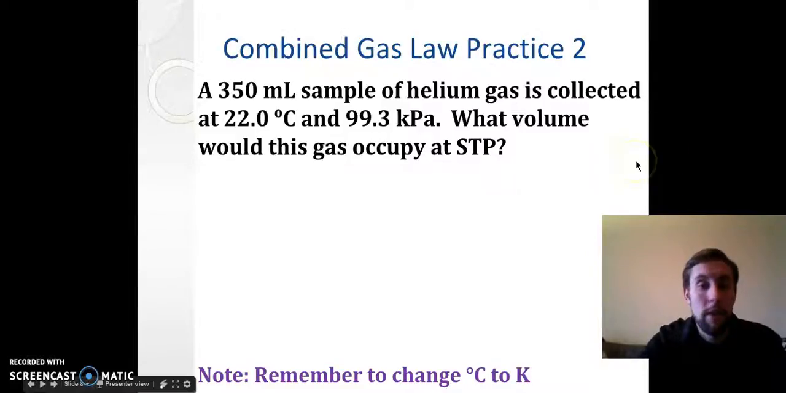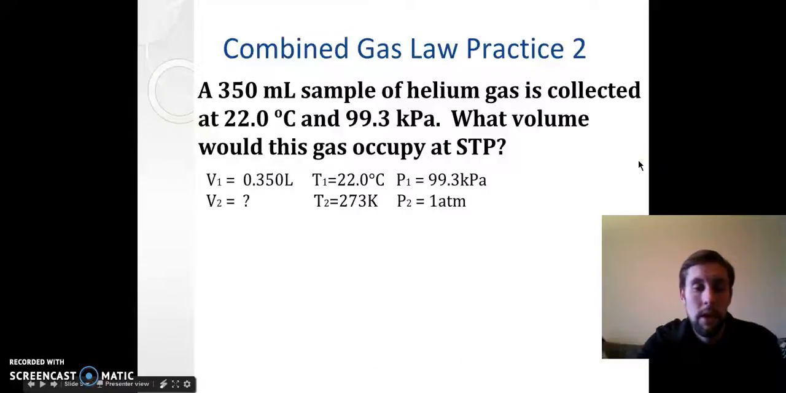Alright, so, again, write down what variables we have, which ones we know, which ones we don't know. We know volume 1 is 350 milliliters, which would be the same as 0.35 liters if you convert it. We know temperature 1 is 22 degrees Celsius, which we know is going to have to change to Kelvin. Pressure 1 is 99.3 kilopascals. Volume 2 we don't know because they're asking for it. Temperature 2 is 273 Kelvin because that's standard temperature, 0 degrees Celsius plus 273 Kelvin. And pressure 2 is 1 atmosphere.